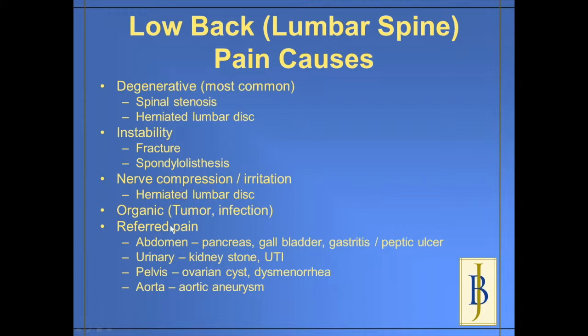Other things are organic or referred pain, which when you see your doctor in a clinic, they'll make sure to rule out with certain history and physical exam findings. These include tumor, infections, a lot of time pain from the pancreas, the gallbladder, and peptic ulcers, kidney stones, ovarian cysts. All those can be felt in the back, and it's something that we don't want to miss.